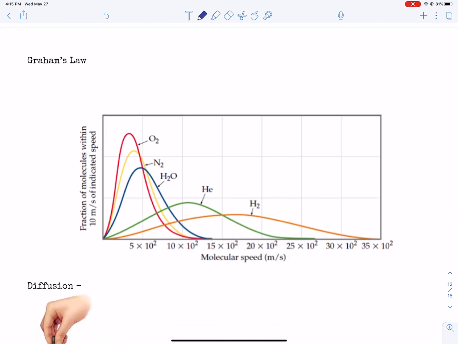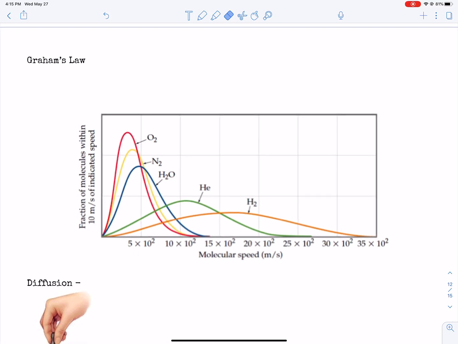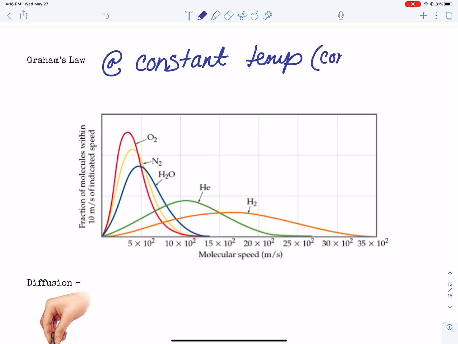Okay, the last real concept in this chapter is Graham's law. In Graham's law, in general, at the same temp, so at a constant temp, the speed of the molecule is going to be proportional to the molar mass. And remember that constant temp means constant average kinetic energy, right?